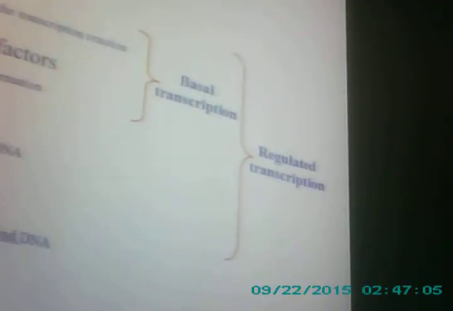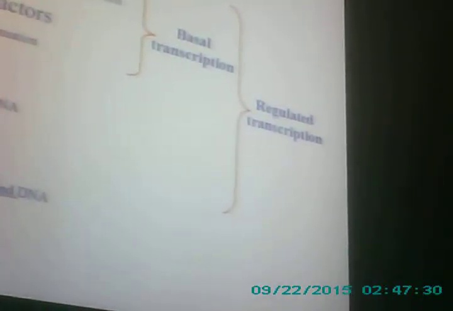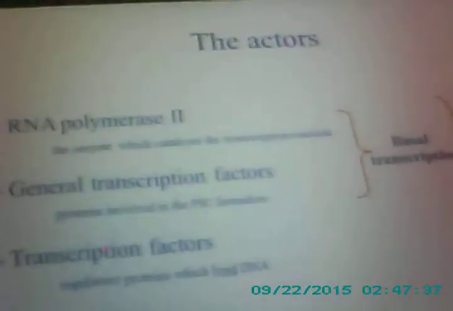Then you have transcription factors. The definition is very easy. These are proteins that bind DNA to regulate transcription. They have to bind DNA. Then you have co-regulators. These are also regulatory proteins, but they do not bind DNA. It's very simple. Okay? If you put it all together, then you have regulated transcription.